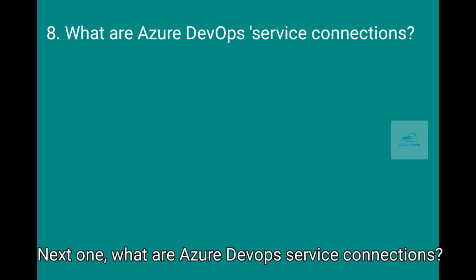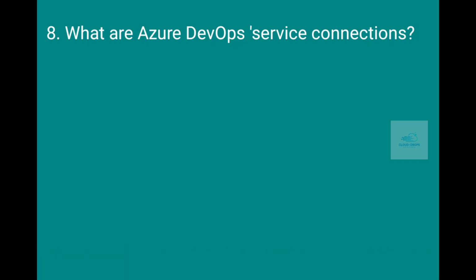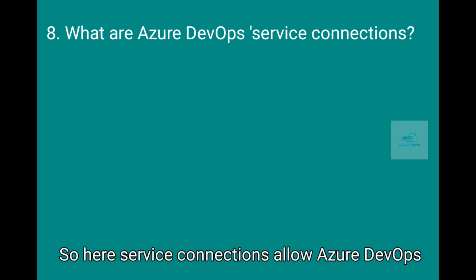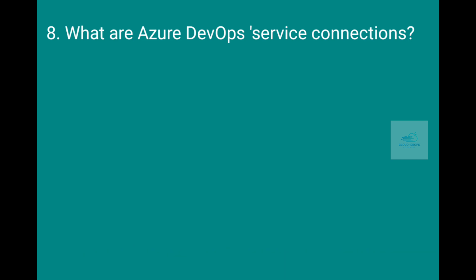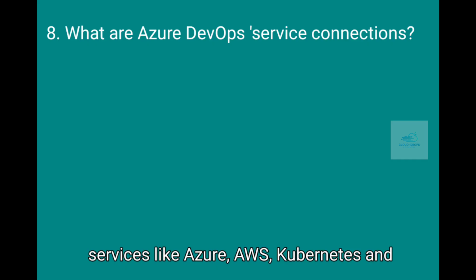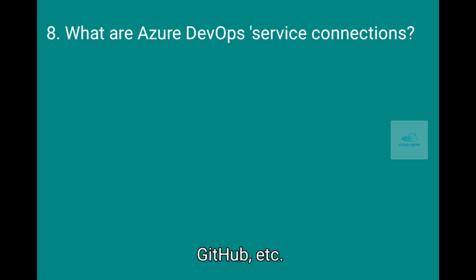Next one, what are Azure DevOps service connections? So here service connections allow Azure DevOps to authenticate and connect with external services like Azure, AWS, Kubernetes, and GitHub, etc.